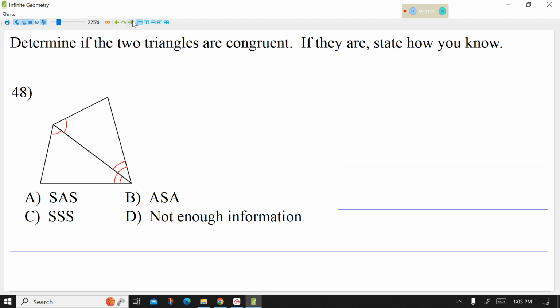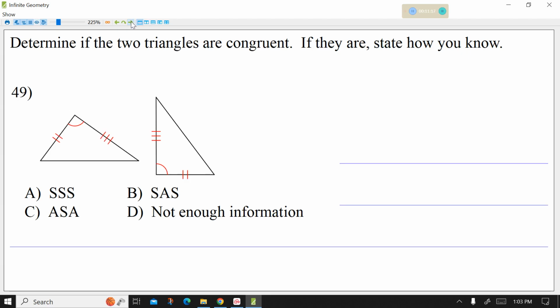The only thing that makes me nervous is that sometimes there's not enough information. And we haven't quite got there yet. So let's see number 49. What do we have here? We have these two sides meeting in this point at the vertex of that angle, and so are these two. So you guys should be able to recognize that this is a side angle side just by looking at it after maybe 30 seconds or something.